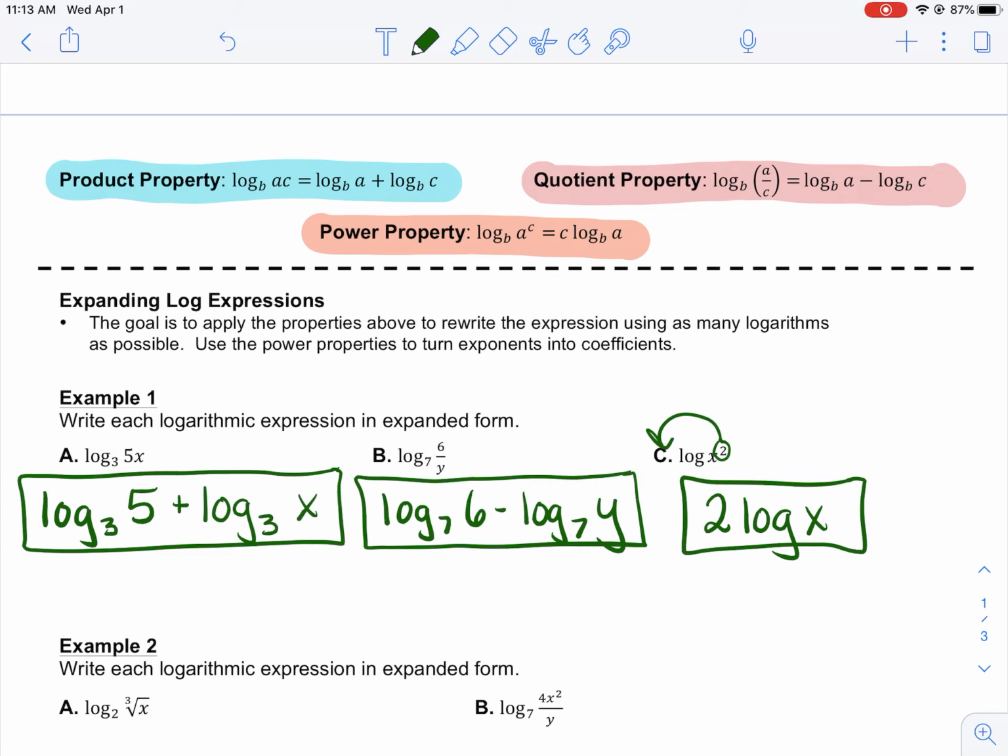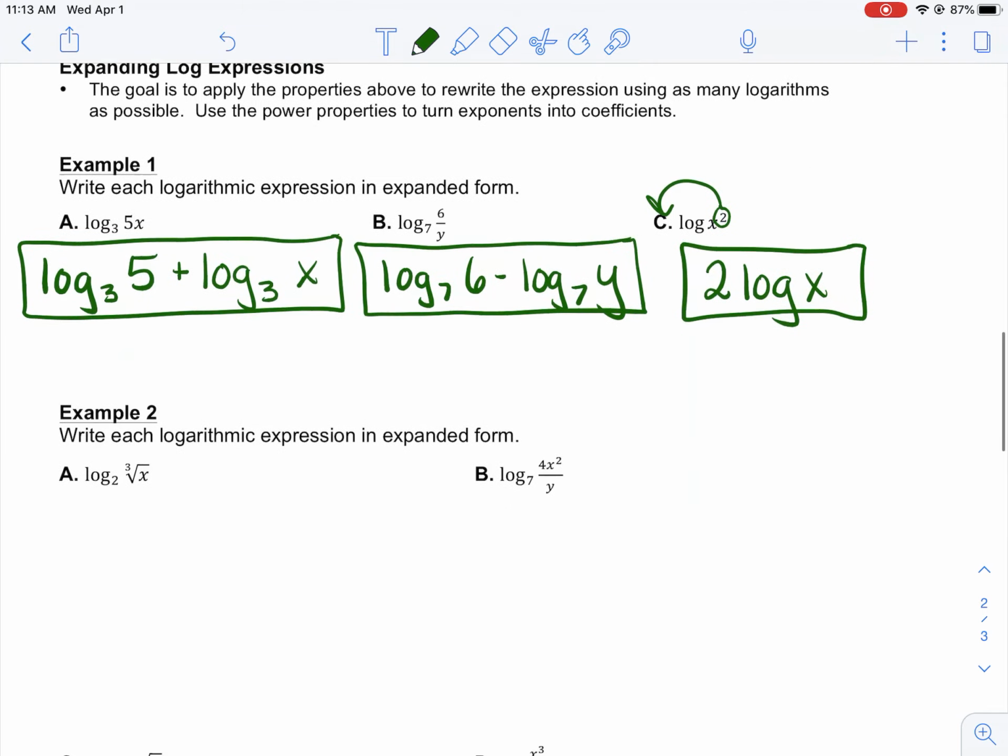Okay, so those are just basic examples using each of those properties. So now we're going to bump it up a level, and in the last set of examples, we're either going to be using more than one property, we're going to have more than 2 terms, or we're going to have to change a radical expression into one with an exponent.